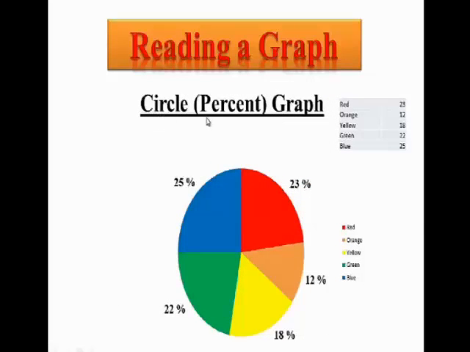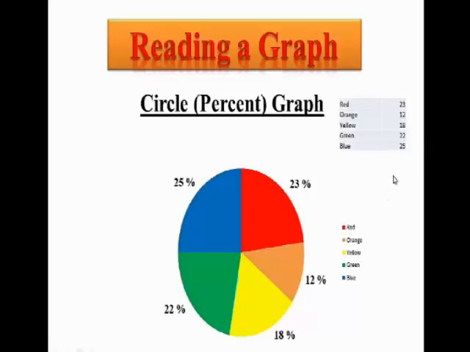The last type of graph that we're going to discuss is called a circle or percent graph. Now, these represent the percentages of how many kids liked a particular color. It says that 23% like the color red. Now, for a percent graph, all the percentages have to add up to 100. Since these represent percentages, they'll add up to 100.